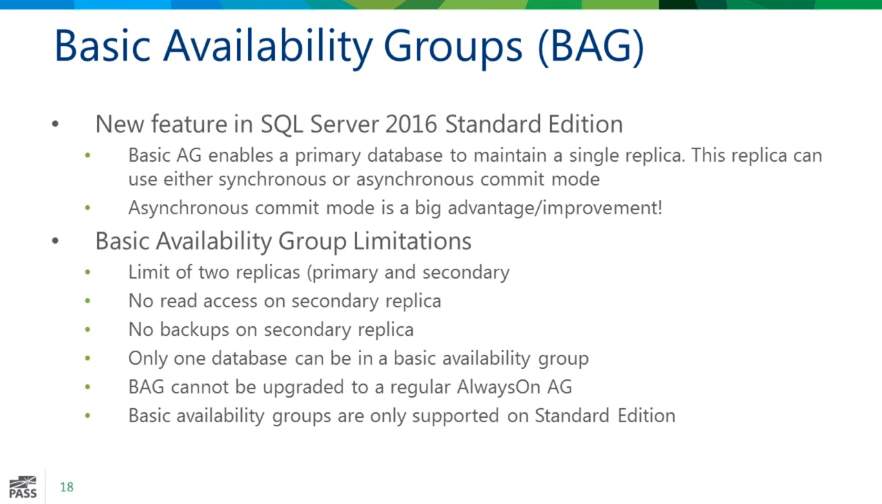And so the limitations of basic availability groups: you can only have the primary and the secondary. There's no read access on the secondary replica, and you can't run backups on the secondary replica. And then only one database can be in a basic availability group. So it's very much like database mirroring. And once you've got a basic availability group, if you upgrade your instance to Enterprise Edition, you can't upgrade that basic availability group. You've got to tear it down and rebuild it as a regular availability group. And these are only supported if you're running SQL Server Standard Edition. If you have Enterprise Edition and you try to create a basic availability group, it won't let you do it. So if you are stuck on Standard Edition for budget reasons, this might be a good solution if you don't want to use database mirroring or you're worried about it going away in the future.